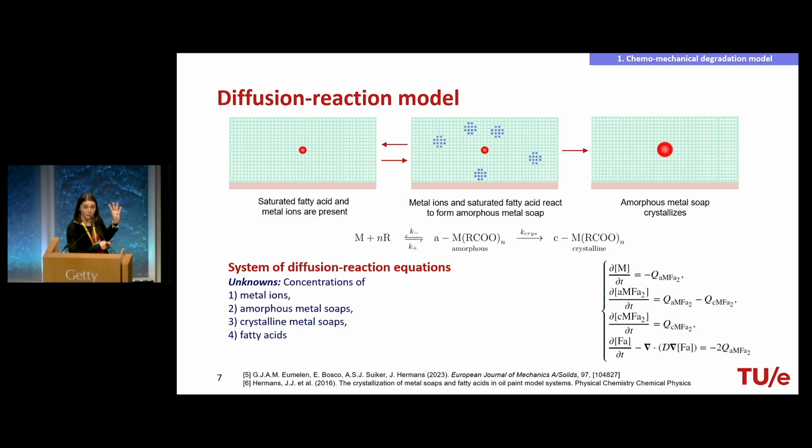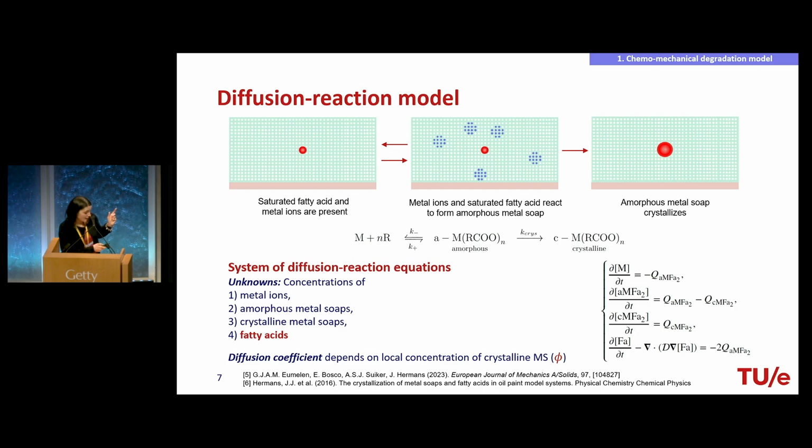We have four diffusing or reacting species: the fatty acids, the metal ions, the amorphous metal soap, and the crystalline metal soap. The only species for which we consider the diffusion, as I mentioned, are the fatty acids. So what you see here is a system of diffusion reaction equations, but the only diffusion reaction equation is the last one that relates to the fatty acids. The other ones are all species that react but do not diffuse.